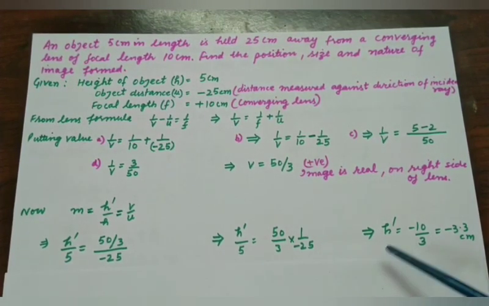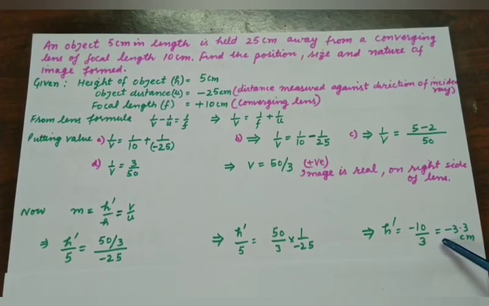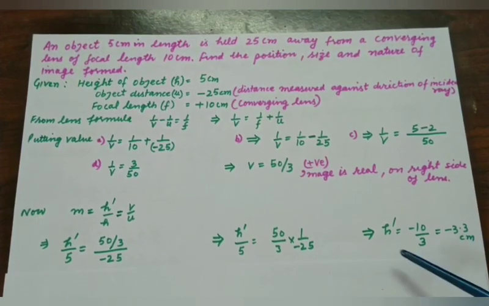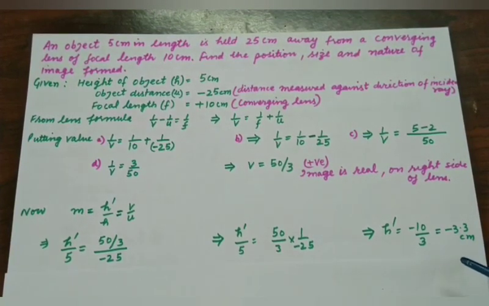And when you calculate the height of the image, it is minus 3.3 centimeter. Now the height of the image is in minus. What does that mean? The height of the image is minus. It means that the image is formed below the principal axis.